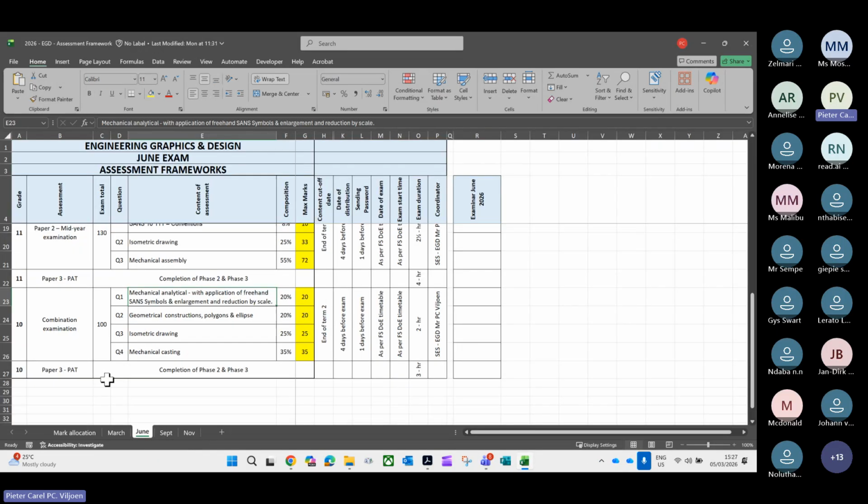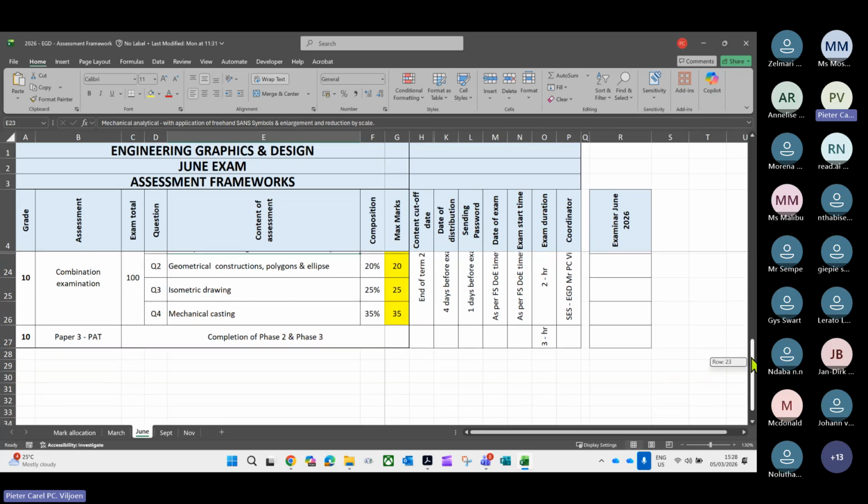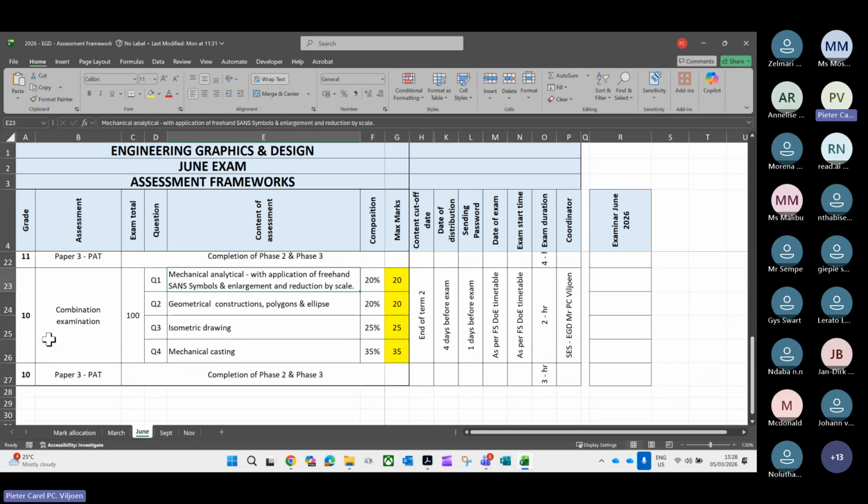All right, back to June. Grade 10s will be writing only one exam in next term. All right, so that's why I'm having this exam or this session to explain to the teachers. Question 1 can be only a mechanical analytical with applicable freehand sand symbols, enlargement and reduction of scales. Question 2 can be geometrical constructions of polygons and ellipses. Question 3 will be isometric drawing, and question 4 will be a mechanical drawing. That is what the learners can expect at the end of term 2 for this question.